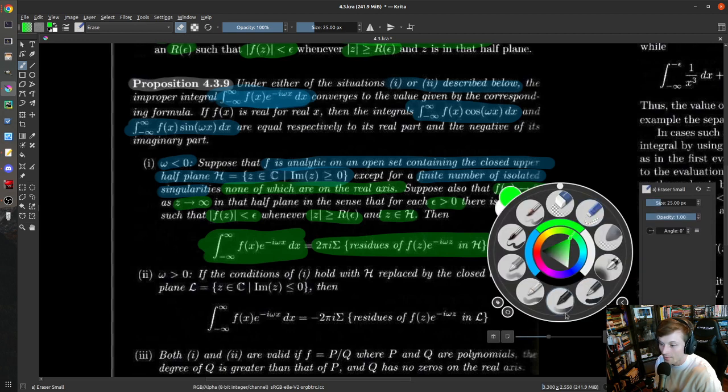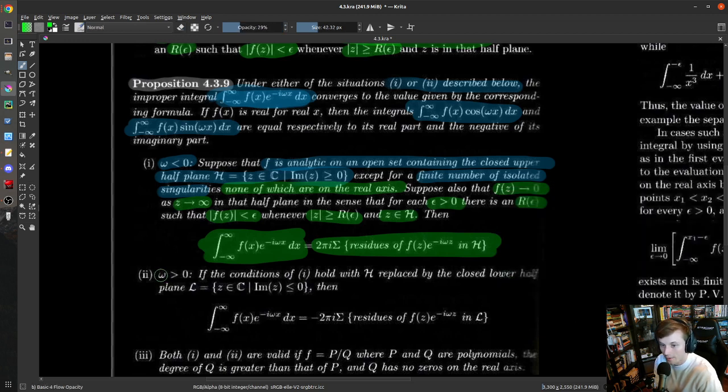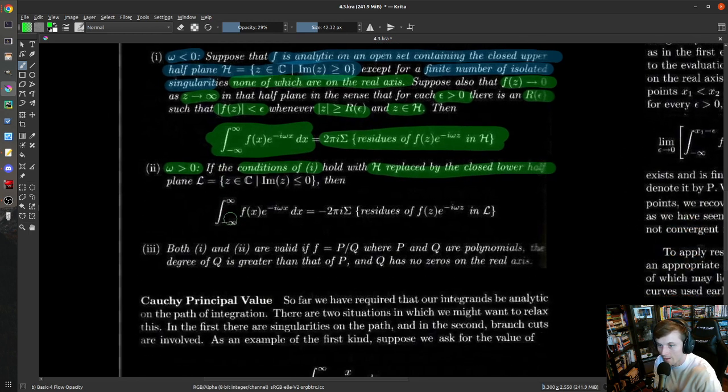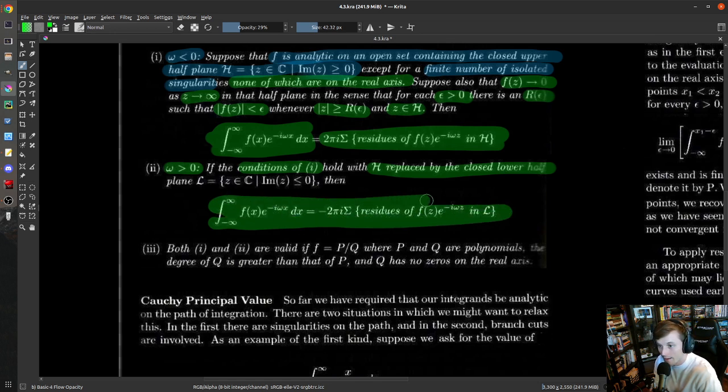Anyways, when you're doing the exact same thing when the condition is omega less than 0, if everything is exactly the same as in 1, with H replaced by the closed lower half plane, then you're going to get exactly the same result, except with a minus sign, and the residues will now be in the lower half plane. Okay. Easy. So it's just like you switch the sign and then you switch from upper to lower and you add a minus because you're down low. So that's the only thing you really need to take away in terms of how to use this.